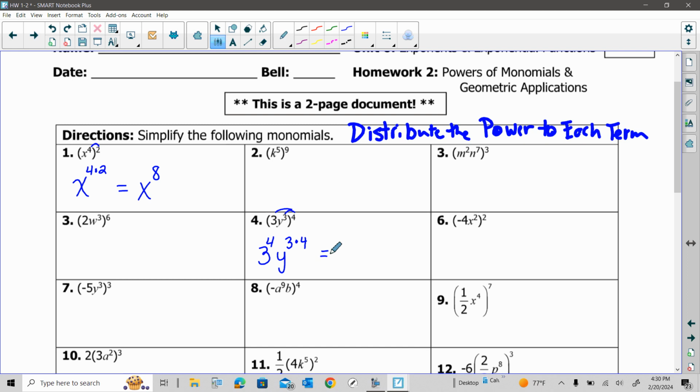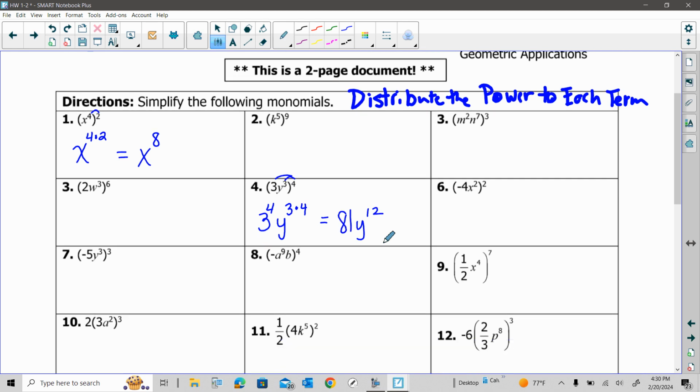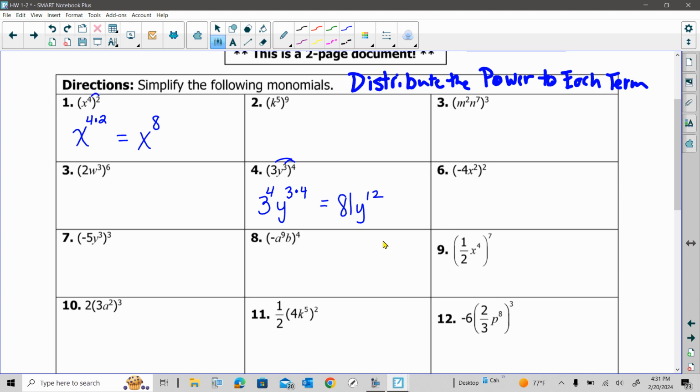So when we simplify this, we can keep the 3 to the 4th power, but I can put that in the calculator, and that turns out to be 81. And this would be y to the 12th power. Okay. So distribute your exponent to each term inside the parentheses. So like for a problem like number 8 here, I'm distributing the 4 to the a and to the b. I have a negative a now to the 36th power because I'm doing 9 times 4, and b to the 4th power.